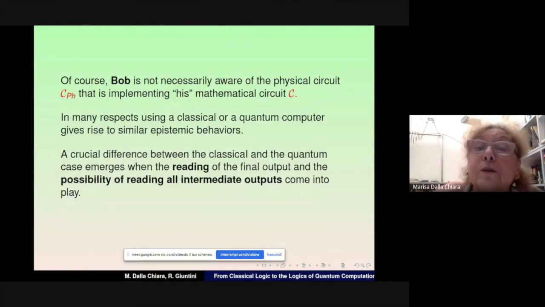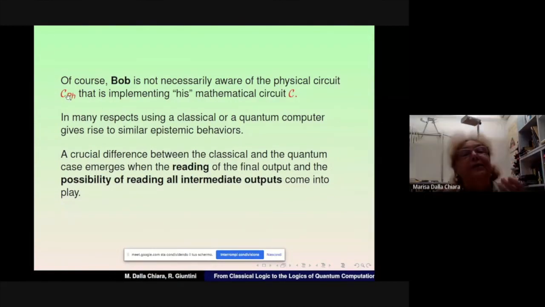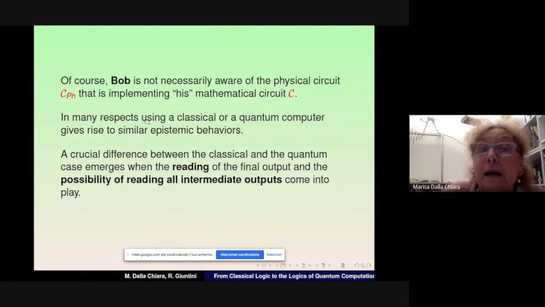Of course, Bob is not necessarily aware of the physical circuit CPH that is implementing his mathematical circuit C. Normally, we are not aware of physical circuits when we do a computation. In many respects, using a classical or a quantum computer gives rise to similar epistemic behaviors. But the crucial difference between the classical and the quantum case emerges when the reading of the final output and the possibility of reading all intermediate outputs come into play.